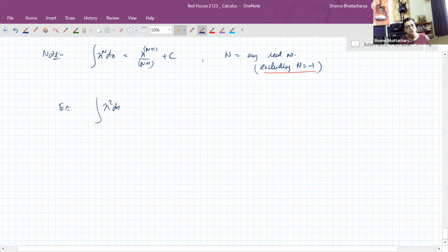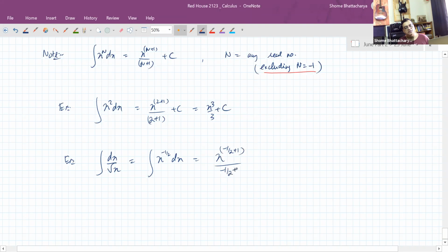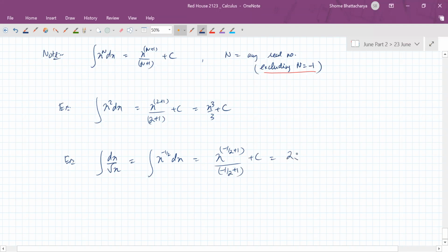Integration of x square will just become x cubed by 3 plus c. Integration of, let's say, 1 by root x will become x to the power minus half plus 1 upon minus half plus 1 plus c. So that will become 2 root x.